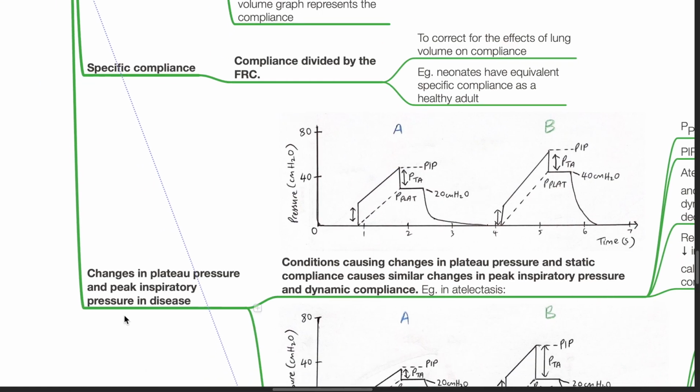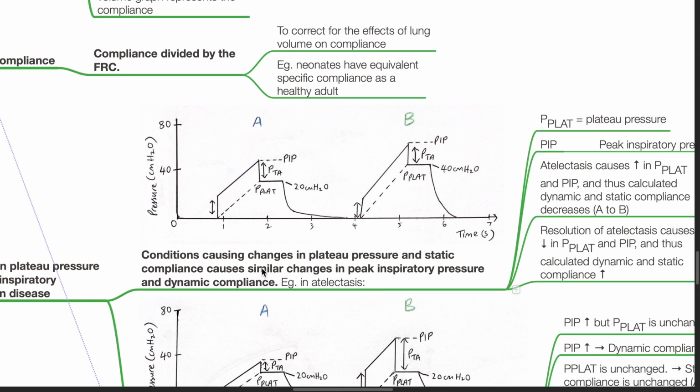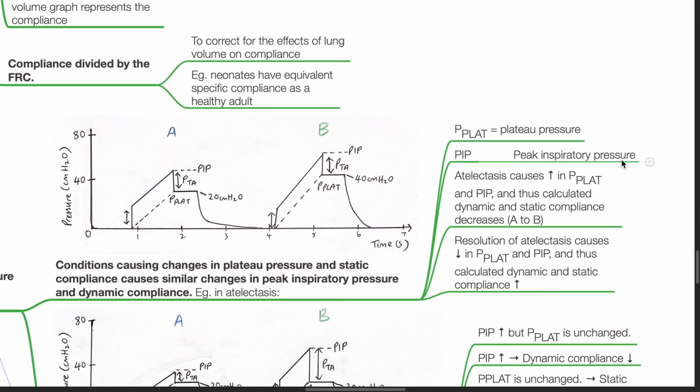Changes in plateau pressure and peak inspiratory pressure in disease. Conditions causing changes in plateau pressure and static compliance cause similar changes in peak inspiratory pressure and dynamic compliance. For example, atelectasis causes an increase in plateau pressure and peak inspiratory pressure, and thus calculated dynamic and static compliance decrease. The graph shifts from A to B. Resolution of atelectasis causes a decrease in plateau pressure and peak inspiratory pressure, and thus calculated dynamic and static compliance increase.